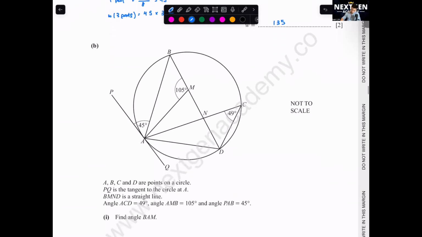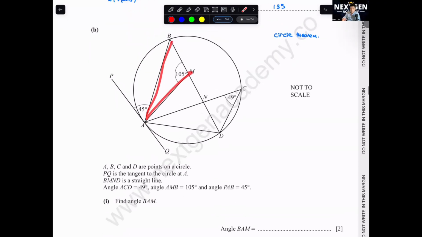Okay, next one. Question B. This is on circle theorem. Circle theorem is, I think, a chapter that most of you need a bit more practice on. So I'll be preparing a lot of questions on circle theorem for you all. A, B, C, and D are points on the circle. PQ is a tangent to the circle at A. BMD is a straight line. Angle ACD is 49, AMB is 105, PAB is 45. Whatever is plotted here. Find the angle BAM.